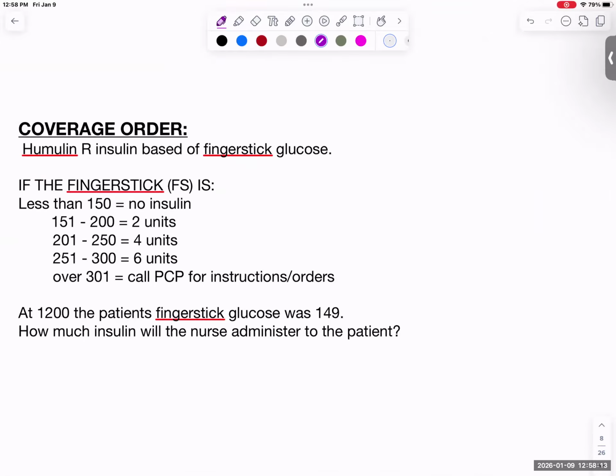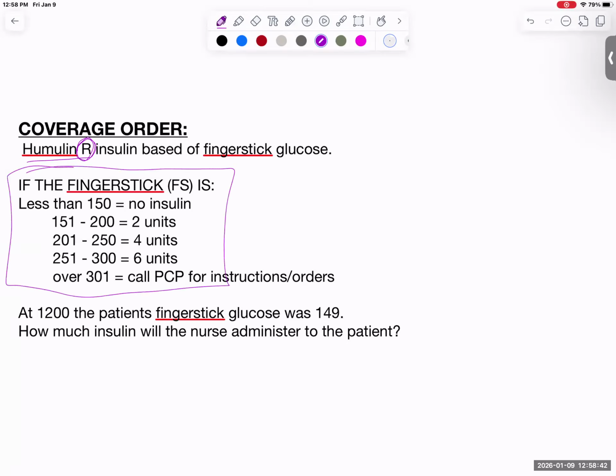But they also have coverage orders. If they're usually in the acute care setting, they will have what's called a coverage order. So they'll have a standard order and a coverage order. So a coverage order is just additional regular insulin or rapid acting insulin. And this coverage order is based only on the actual blood sugar that we take from the patient right before giving the medicine. So if there is a coverage order, you will have parameters.